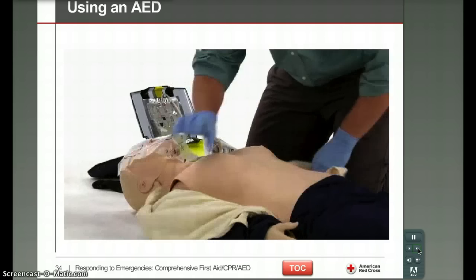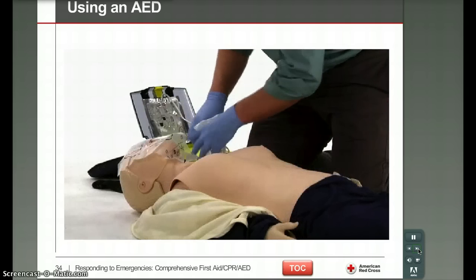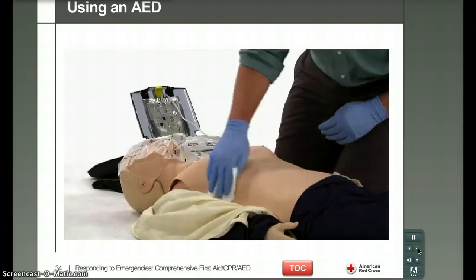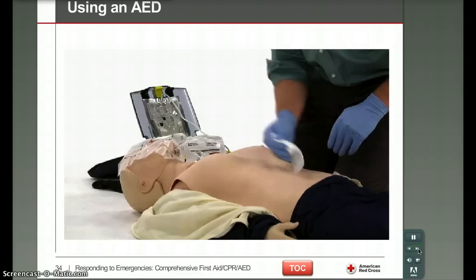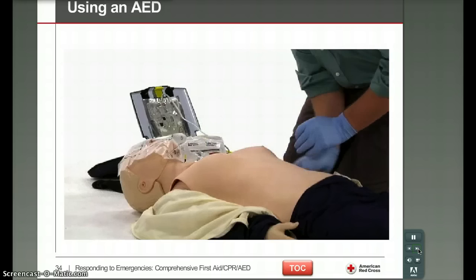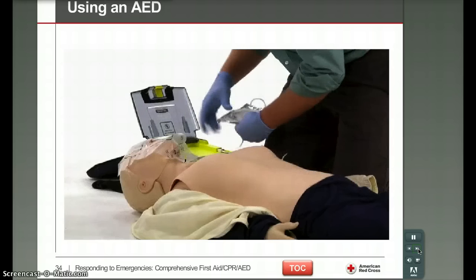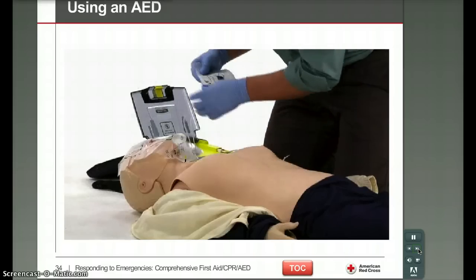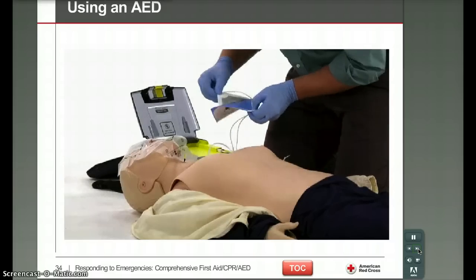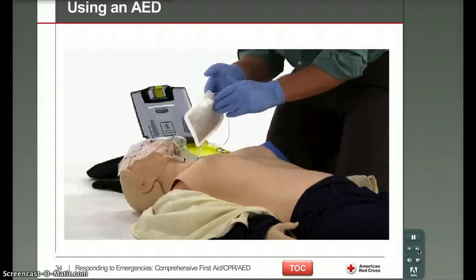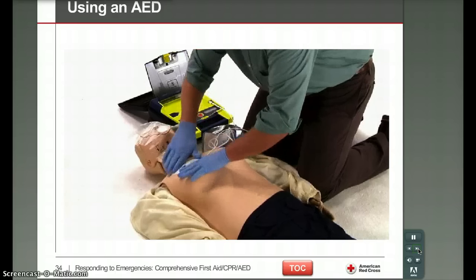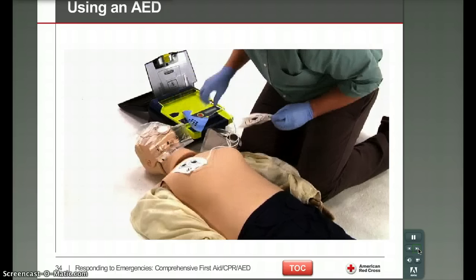Press pads firmly to patient's bare skin. Make sure the person's chest is bare and dry. Use a cloth or gauze pad to dry the person's bare skin where the pads will be placed. Remove the pads from their packaging. Carefully peel off the backing from one pad and place the pad on the upper right chest. Place the other pad on the left side of the chest.